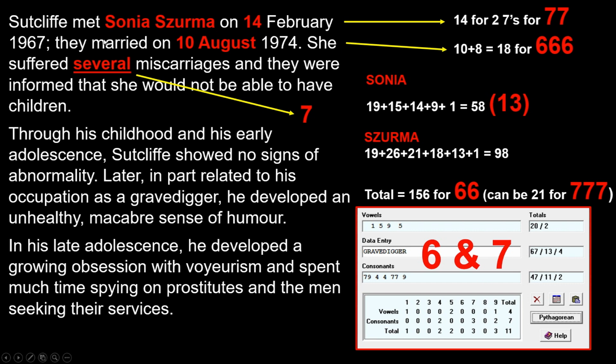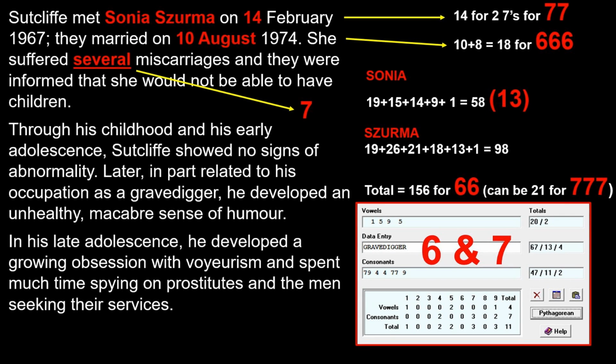If we look at his wife, Sonia, how do you say that? Sezerma. Sonia adds up to 58 for a 13. And a surname, I won't try and say that, adds up to 98. But that gives us a total for 156, which can be 66 or 21 for 777.